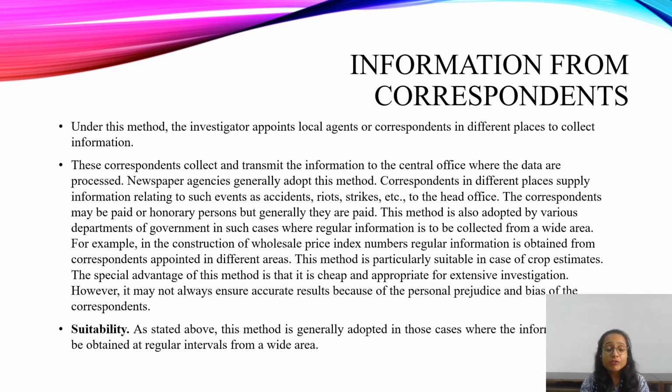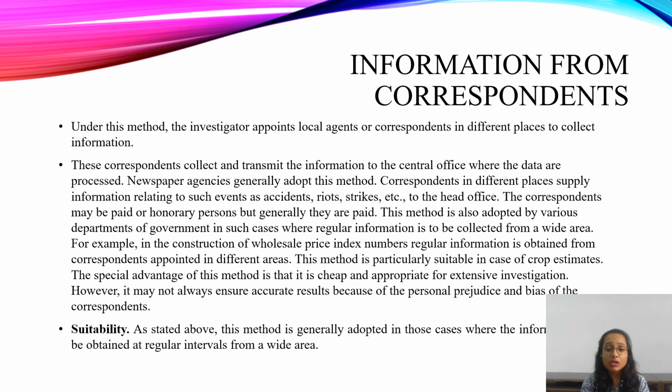Next is information from correspondents. Under this method, the investigator appoints local agents or correspondents in different places to collect information. These correspondents collect and transmit the information to the central office where the data are processed. Newspaper agencies generally adopt this method. Correspondents in different places supply information relating to such events as accidents, riots, strikes, etc. to the head office. The correspondents may be paid or honorary persons, but generally they are paid.